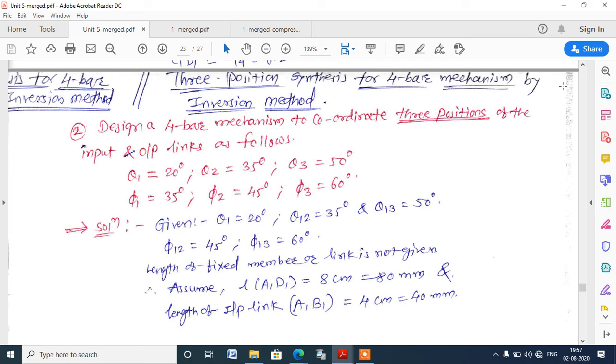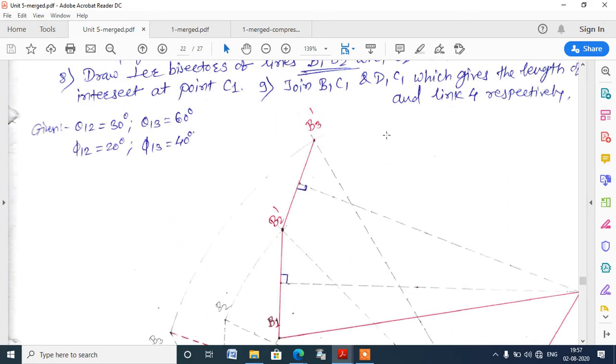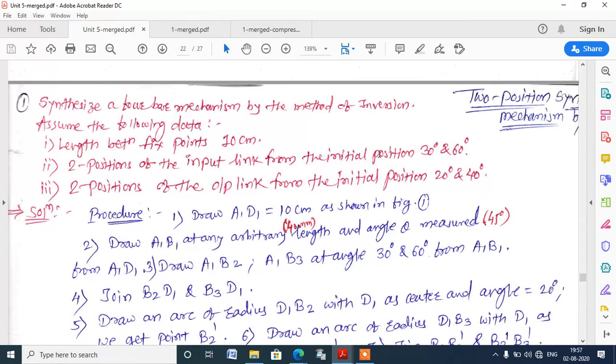Welcome back to the next module of Theory of Machines 2, Unit 5, Synthesis of Mechanism. Last class we saw two position synthesis by graphical method, and in that graphical method we saw the method of inversion. Here I have shown the procedure, I have written the procedure also. I think you have understood how to synthesize a 4-bar mechanism by method of inversion.